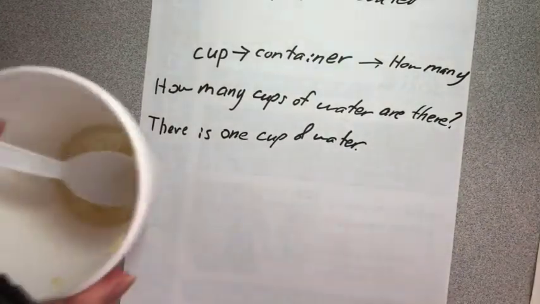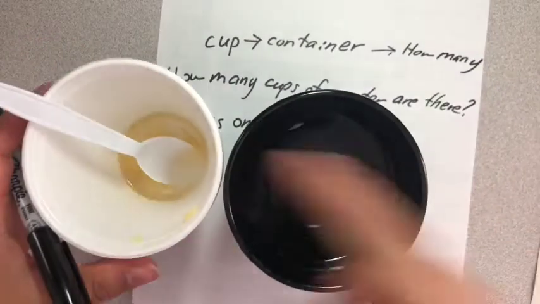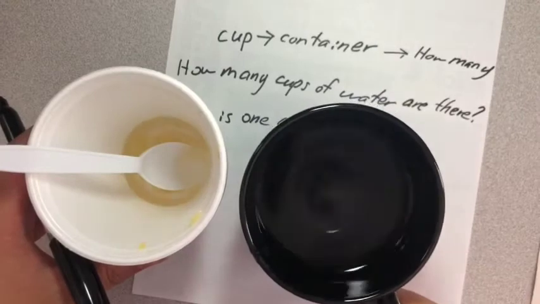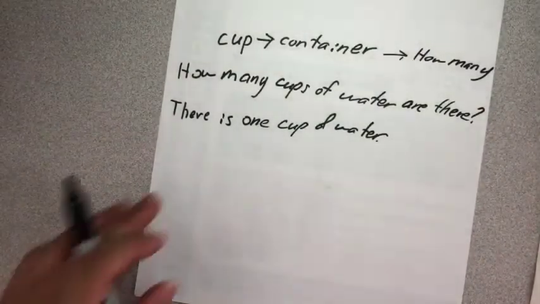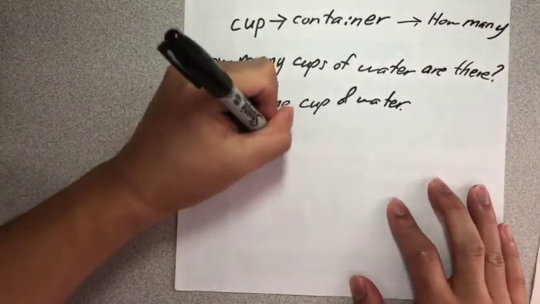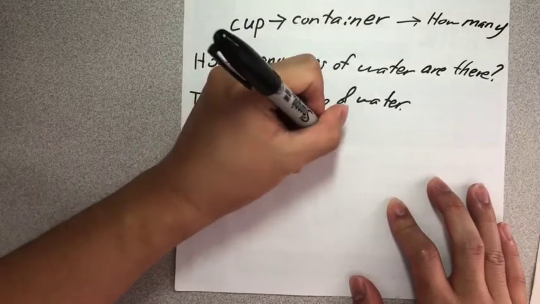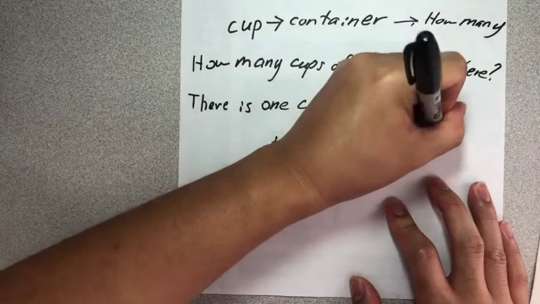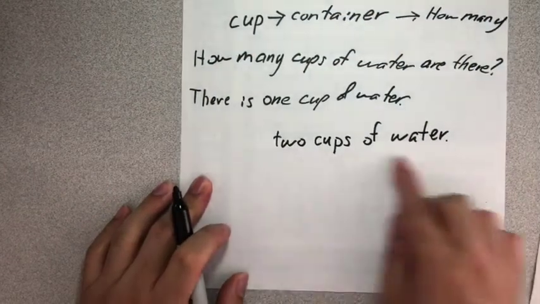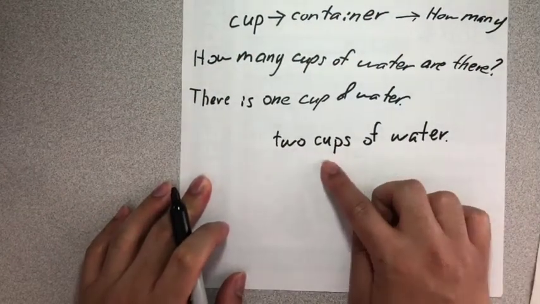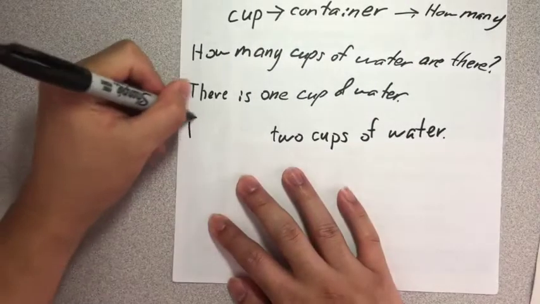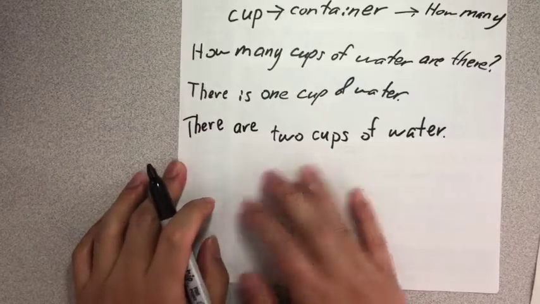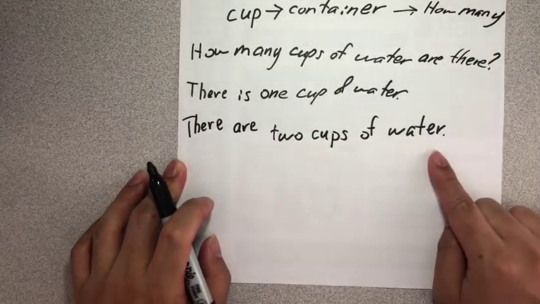Now I have a cup of tea and a cup of water. Let's just say this is water. This is tea. So I have 2 cups of water. So now 2 cups of water. Because there's 2, we have to say there are. There are 2 cups of water.